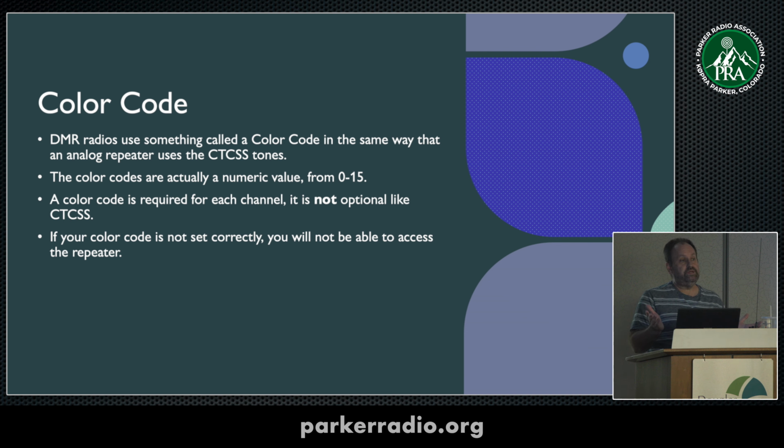Now, you'll never see the color code listed as red, green, blue, or yellow. It's actually a number. So it's going to be a number between 0 and 15. But unlike our analog repeater where the CTCSS tone can be optional, with the DMR repeater, you've got to specify a color code. I think for most repeaters, the default is probably 1, but you will find some organizations like RM-HAM actually do use different color codes.